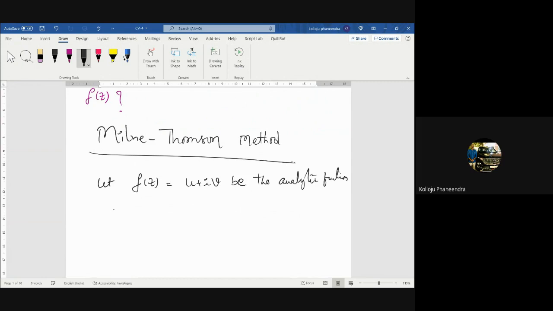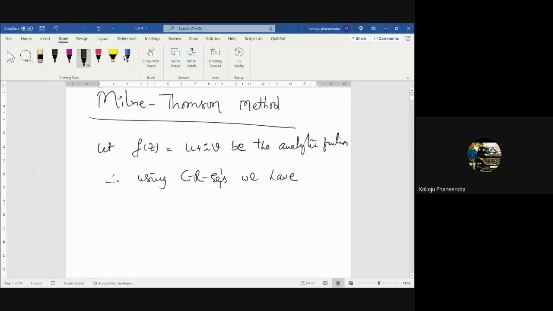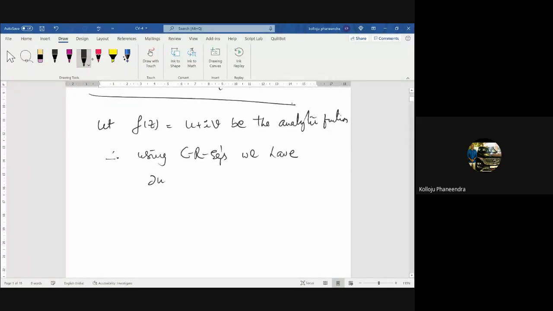Analytic function. Therefore, using Cauchy-Riemann equations, we have dou u by dou x equal to dou v by dou y, and dou u by dou y equal to minus dou v by dou x. These are CR equations.